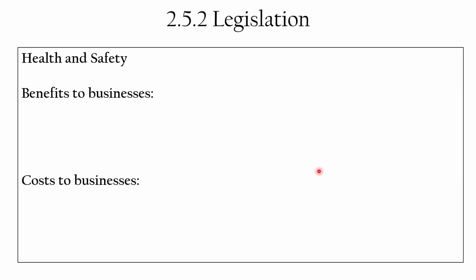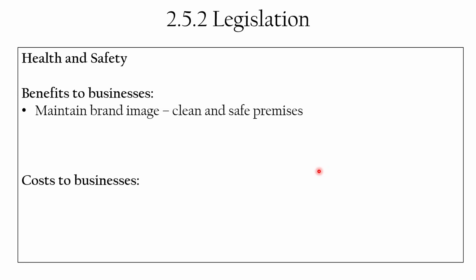So what are the benefits to businesses? Well, businesses should be able to maintain a decent brand image. You're going to have clean and safe premises, and although clean and safe premises doesn't equal great brand image in itself, it at least prevents a poor brand image. So we see those hygiene certificates on restaurants when you go past. We don't necessarily think, oh, brilliant, this restaurant is hygienic. We expect that, but again, it prevents that not happening. That would really damage a business's reputation.